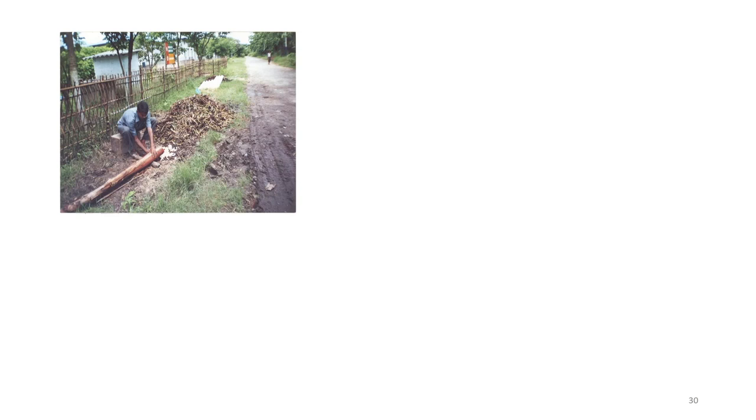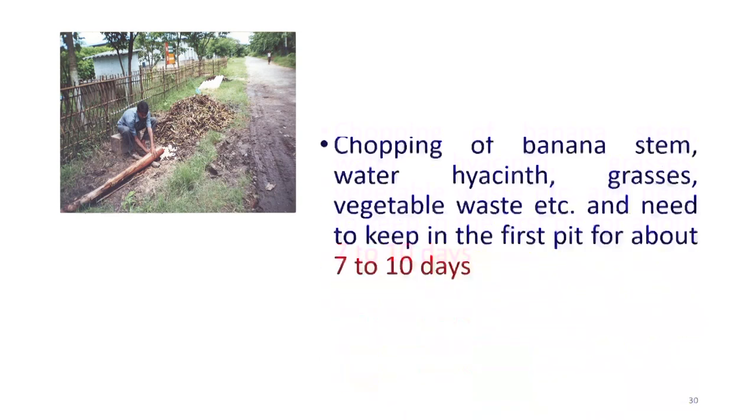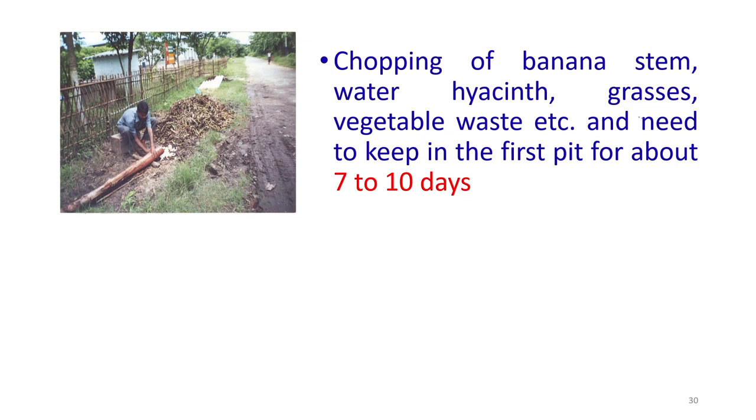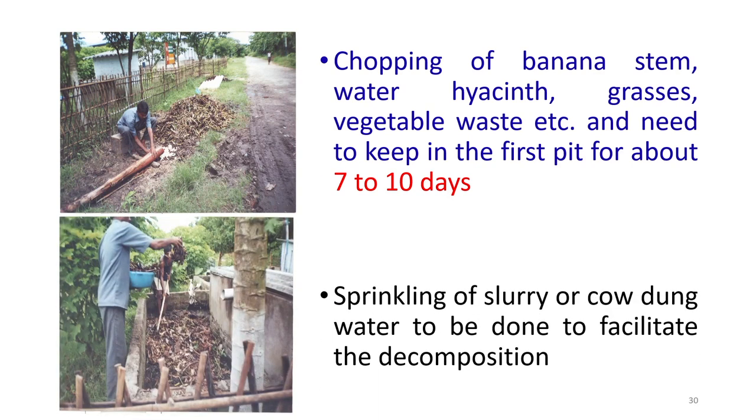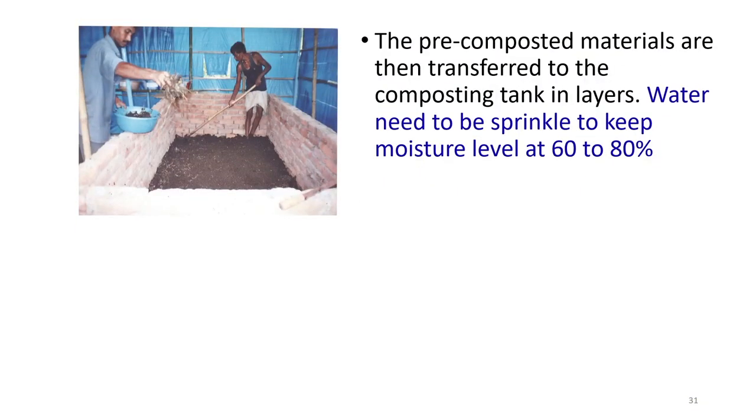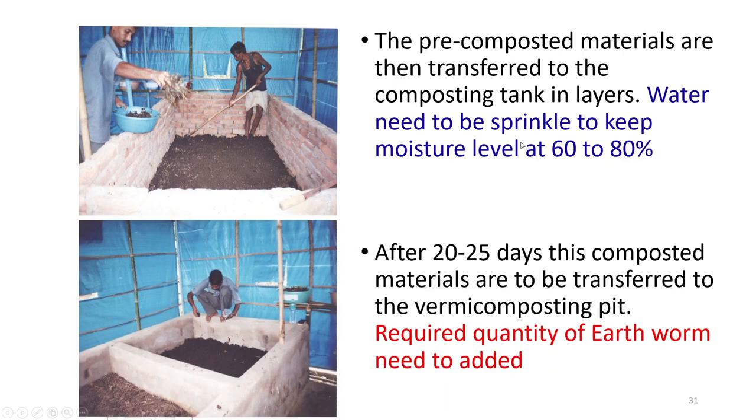Then we have to chop those banana trees and other things which are very easy to degrade, and we need to keep the things there for 7 to 10 days, and then we have to sprinkle slurry or cow dung water to facilitate decomposition in the pre-compost pit. Then the pre-composted material is transferred to the composting tank in layers, and water needs to be sprinkled to keep the moisture level 60 to 80%, and then after 20 to 25 days, this composted material is to be transferred to the vermicompost pit, and we need to release the required quantity of earthworms.